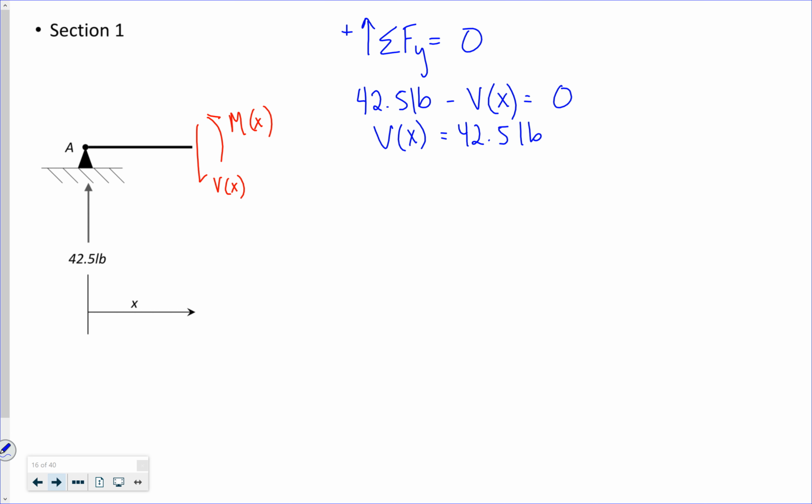Now you'll notice my shear doesn't care that I'm doing it along the length. It doesn't vary with the length at all, right? This is from 0 to 3 feet. If I took it at X equals like a half a foot or 2.5 feet, my value of my shear would be the same.